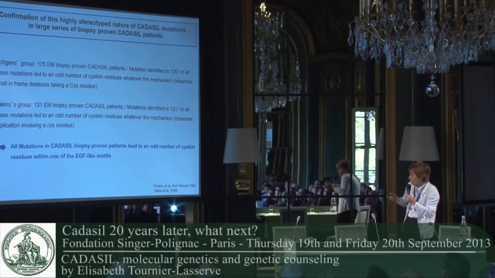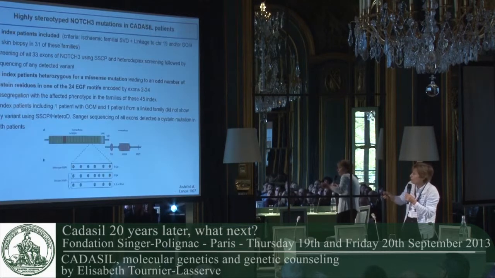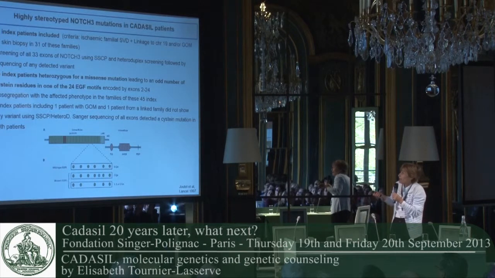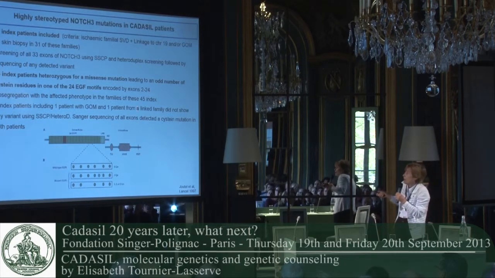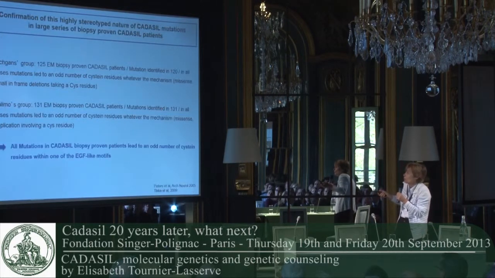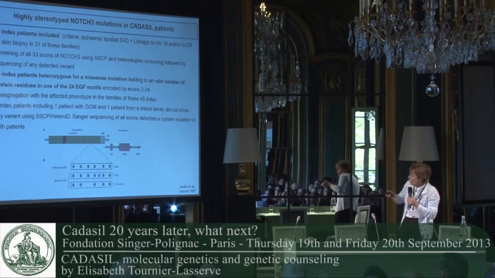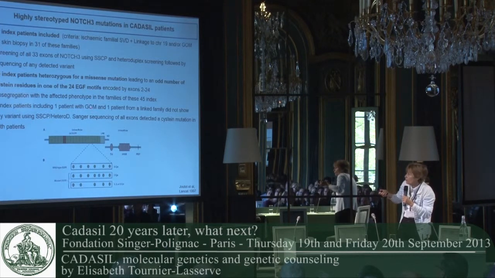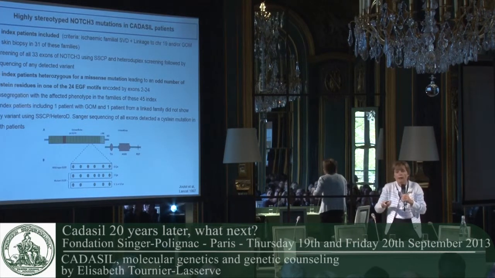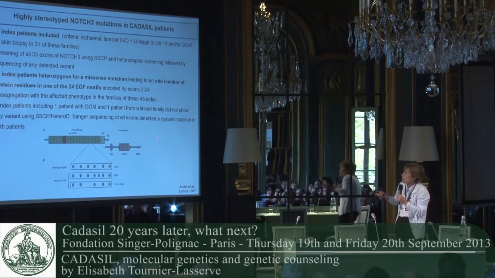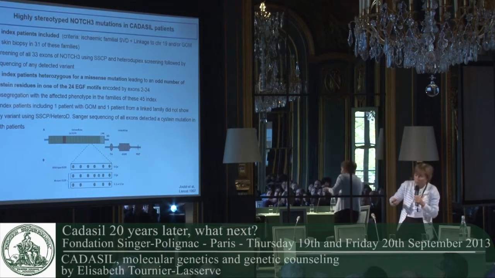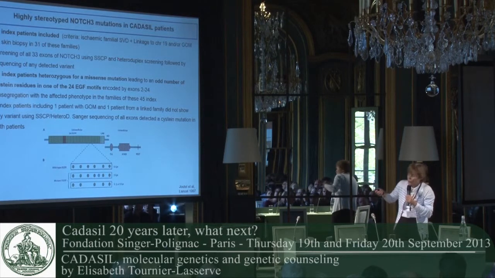In fact, two of these patients were typically CADASIL patients, because one had GOM and the other one came from a family linked to chromosome 19. These two patients have been resequenced recently, both in Italy and in France, and both of them had a cysteine mutation that was missed by the previous approach.